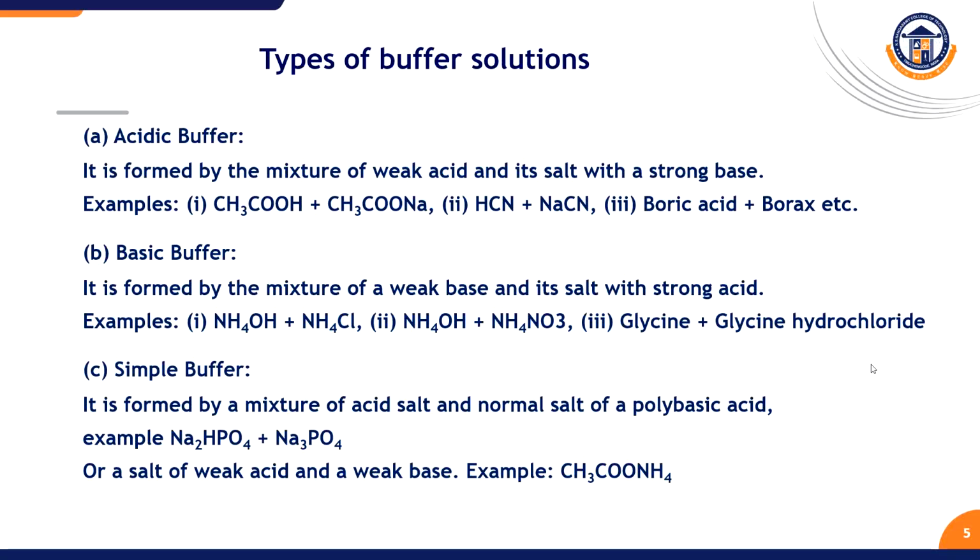And then the basic buffer is a mixture of a weak base and its salt. Examples are ammonium hydroxide and ammonium chloride, ammonium hydroxide and ammonium nitrate, and glycine hydrochloride. Simple buffers are formed by the mixture of an acid salt and a normal salt of a polybasic acid. A very good example is the phosphate buffer, that is Na2HPO4 and Na3PO4.